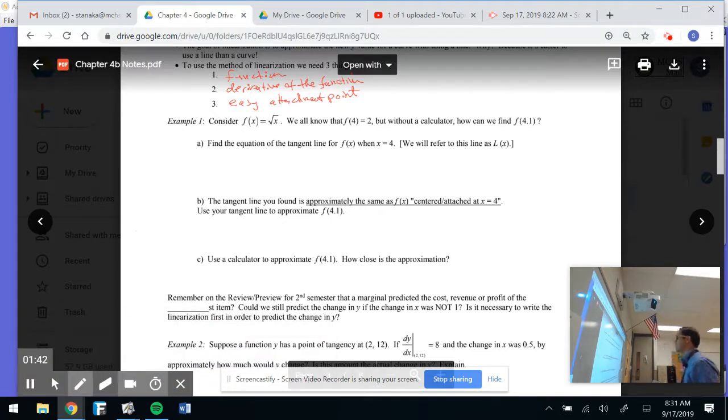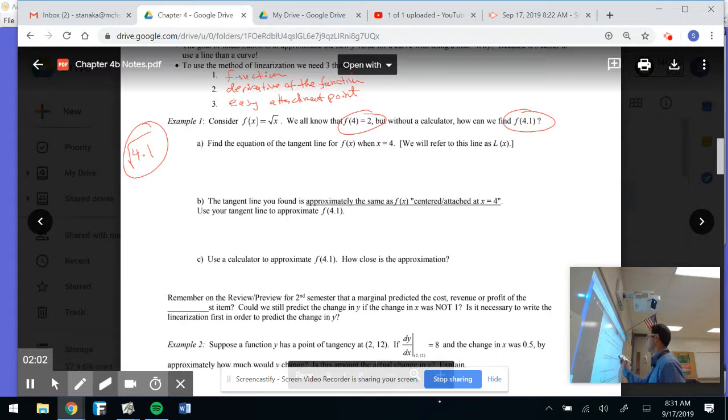It says consider f of x equals the square root of x. We know that f of 4 equals 2, because the square root of 4 is 2. It says how can we find out what the square root of 4.1 is? There's one way we could do it. We could take the square root of 4.1 and put it in our calculator, but calculators aren't allowed. So if calculators aren't allowed, what am I going to do?